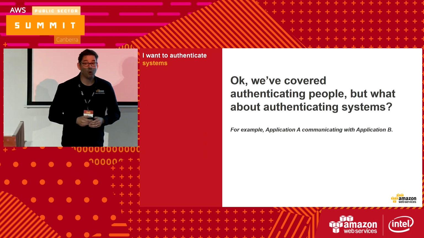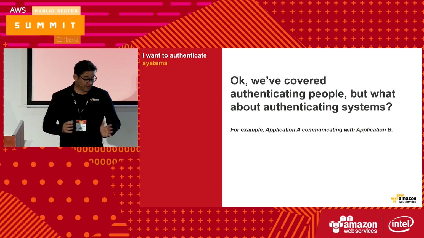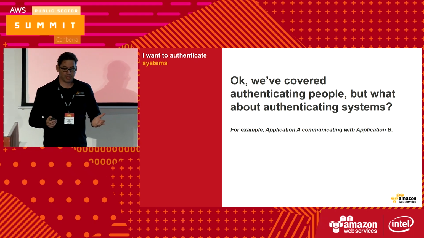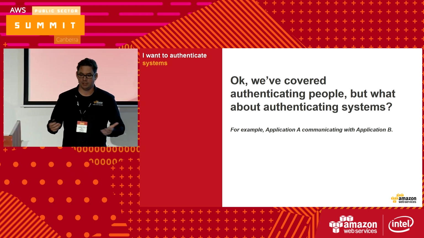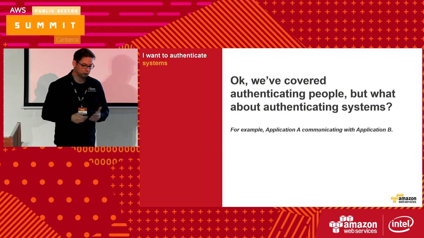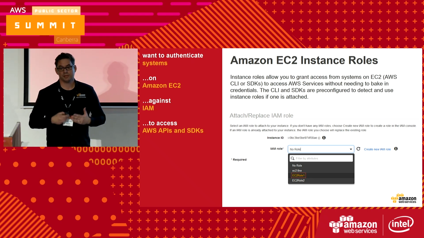Right. So we're almost at the end, and we've covered a fair bit. So what about systems? How do I authenticate systems in a Cognito world or in an AWS world? Well, to the rescue, EC2 instance roles.